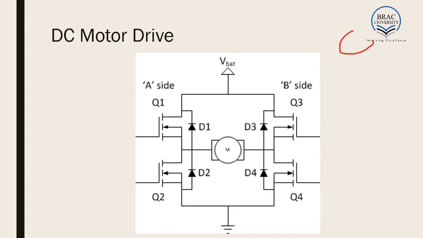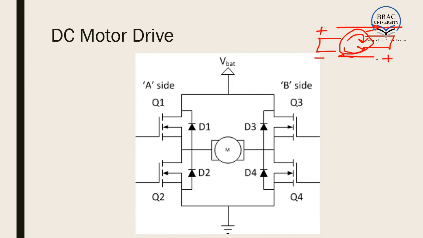Why is it needed? See, suppose this is our motor. If we connect plus here and minus here, the motor will rotate in one direction. And if we connect minus here and plus here, the motor will rotate in the opposite direction. That is, whether the motor rotates clockwise or counterclockwise depends on the direction of the current flow through the motor. If current flows in one direction, it moves clockwise, and if the current flows in the opposite direction, it moves counterclockwise. That difference in direction is created by using an inverter, which is called an H-bridge.